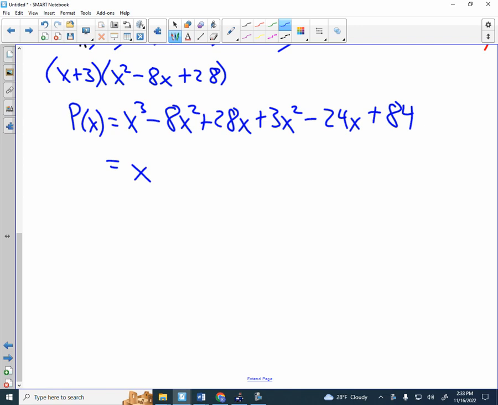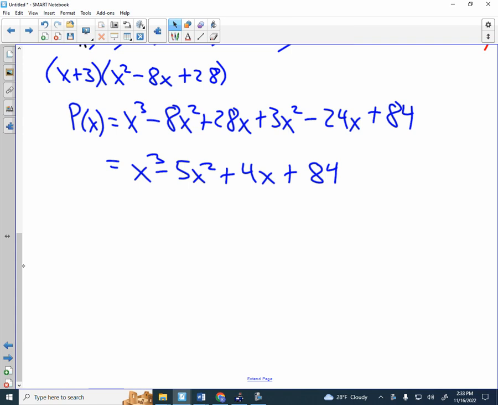And so I get x cubed. How about for my x squareds? Minus 5x squared plus 4x plus 84. There it is. That's it. That's the last 4 problems on your assignment from yesterday. You should be set to go. You have almost a half an hour to work.